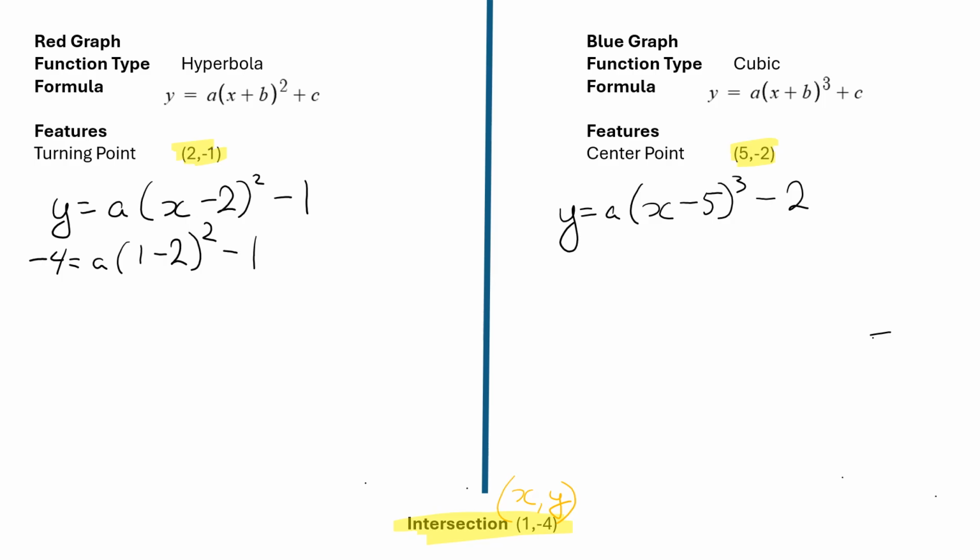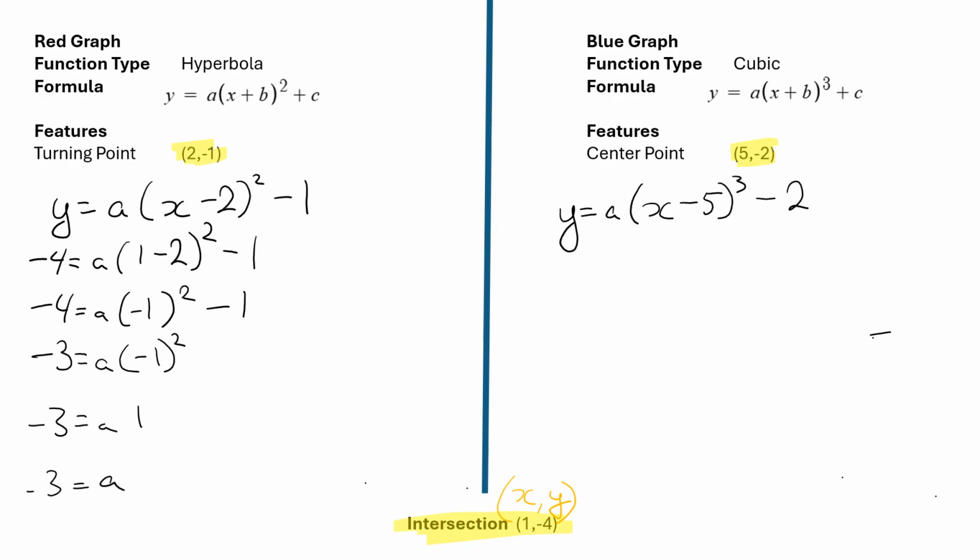Doing BEDMAS, I'm going to work out what's in the brackets first. 1 minus 2, oops, not minus 2, silly man, is -1, squared, minus 1. -3 is equal to a, open bracket, -1, squared. -3 is equal to a times 1. -3 is equal to a. Yeah, so my base equation for this side is going to be y equals -3, open bracket, x minus 2, close bracket, squared, minus 1. Gorgeous.